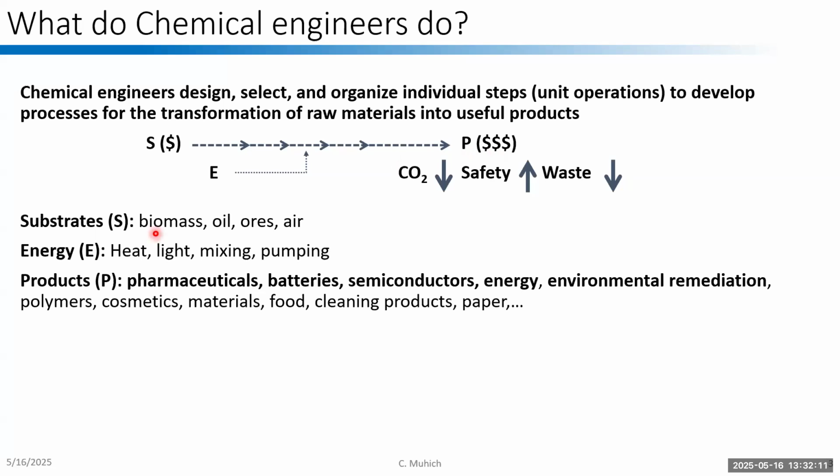Some example substrates could include biomass, oil, raw oil, different mineral ores, and things like the air. Energy inputs can include things like heat, light, mixing, pumping, and products include pretty much everything that you use every day. These include things like pharmaceuticals, vaccines, batteries, semiconductors, energy, processes for environmental remediation, your toothpaste, cosmetics, cleaning products, paper, and even food.